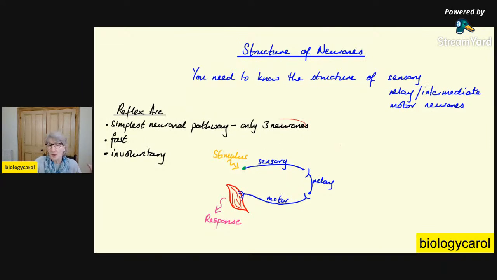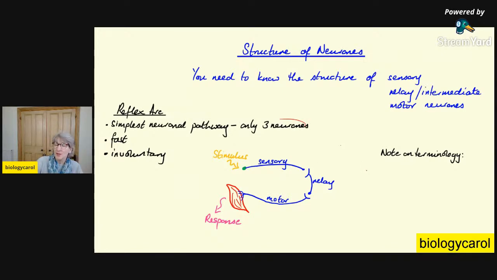Stimulus detected by little green receptors. Impulse goes down the sensory neuron, crosses synapse number 1, goes down the relay neuron, crosses synapse number 2, goes down the motor neuron to the muscle or the gland, the effector, to bring about a response. Now, just pointing out, only 3 neurons, only 2 synapses. Pretty much the quickest turnaround time that you can get in terms of stimulus to response.